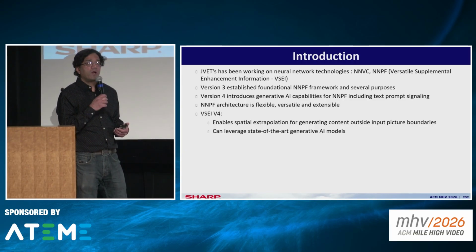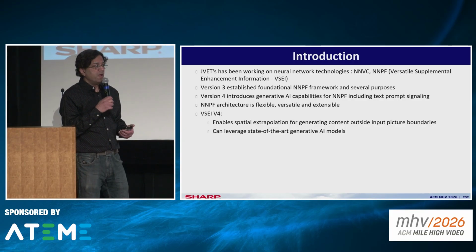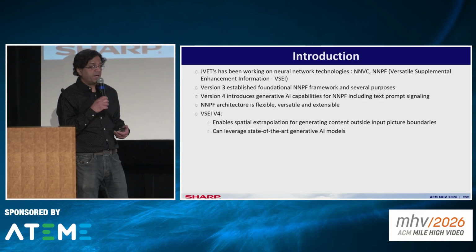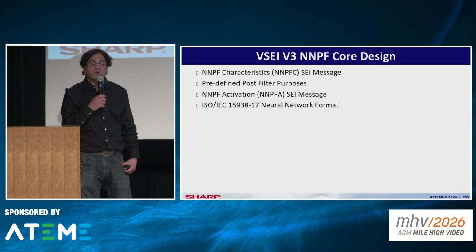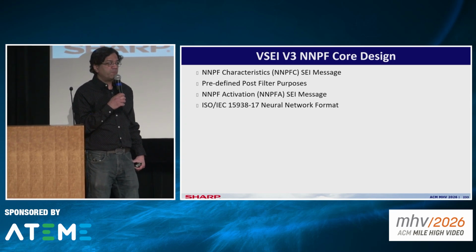So version 3 already includes the NNPF and defines several what are called purposes, as in what is the goal of your particular post filter. And then version 4 adds the generative AI capabilities. Because we have short time, I will not talk about every bullet point on every slide. First, a very quick introduction to the version 3 NNPF core design.